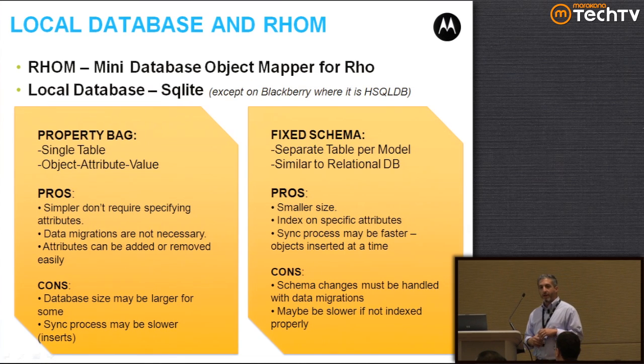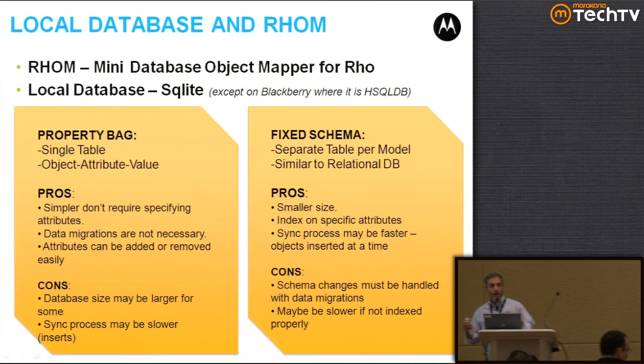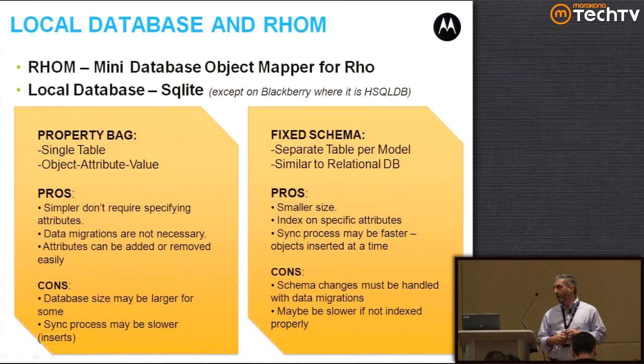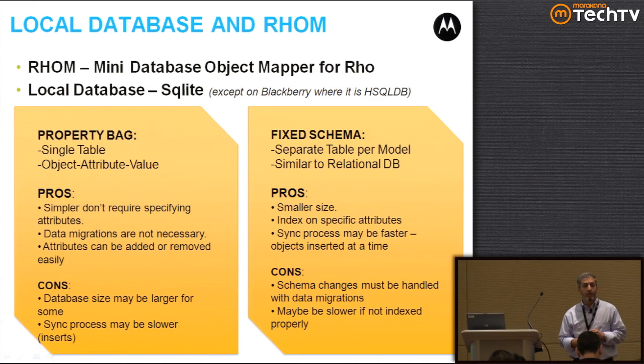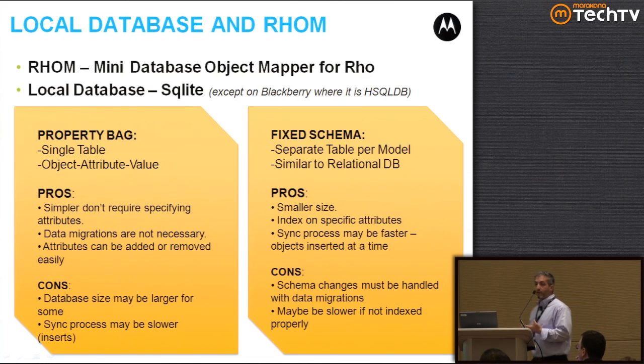Some questions came up yesterday about what we provide in our database services. So we call our database RHOM. It's a mini database object mapper for Rho. And under the covers, the database is SQLite, except for BlackBerry. But on all the other platforms, it's SQLite. And there's really two choices you have when setting up the data models. There's property bag and fixed schema.